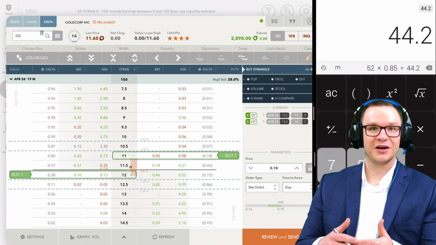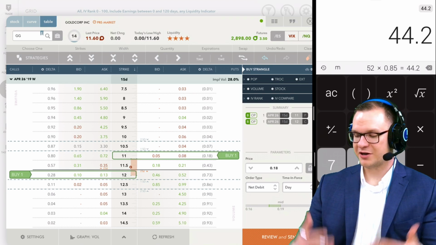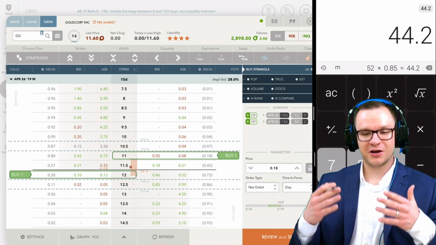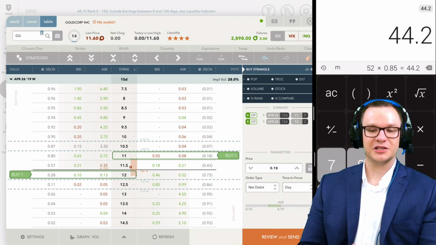We talked about putting on a short straddle. We talked about an iron butterfly. We talked about vertical spreads. We talked about iron condors. We talked about long strangles like this one in GG.